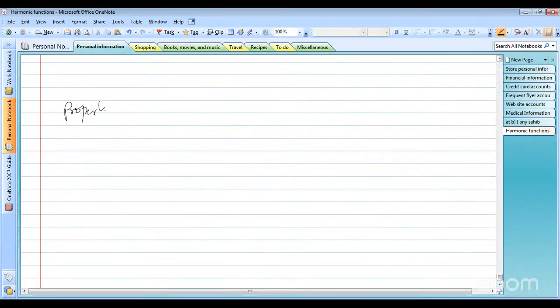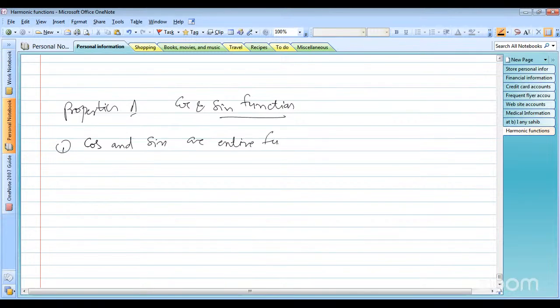Properties of cos and sin functions. Cos and sin are entire functions. cos dash is equal to minus sin. sin dash is equal to cos.